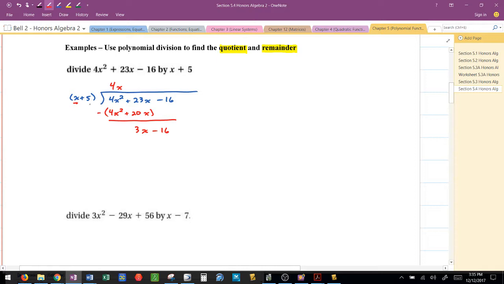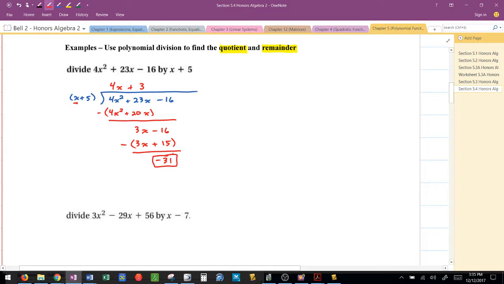What times x gives me positive 3x? Well, that would be a positive 3. Distribute it to the x plus 5. That gives me 3x plus 15. I take that piece and subtract it away. The 3x's cancel out. Negative 16 minus 15 is negative 31.